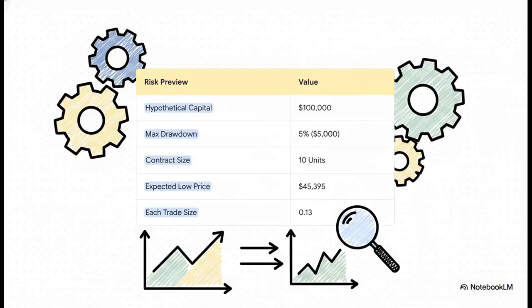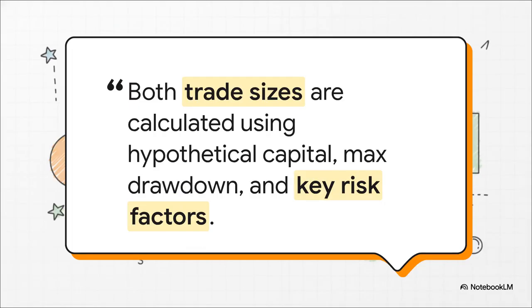Now let's look at how the model planned for risk and what its initial price targets were, all defined way back in phase 1. To calculate position size, the model runs a hypothetical risk preview. In this case, it's based on $100,000 in capital, with a max drawdown set at 5%, which is $5,000. Based on those inputs, the system calculated a trade size of 0.13 for each of the potential entries. And just to be perfectly clear about how that number is determined, the documentation provides a very specific mandatory statement. I'm going to read it to you directly. Both trade sizes are calculated using the hypothetical capital, the investor's maximum allowed drawdown, the third triangle domain percentage, the risk coefficient, and the contract size.